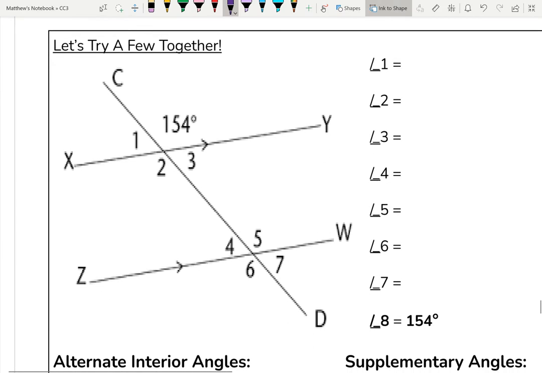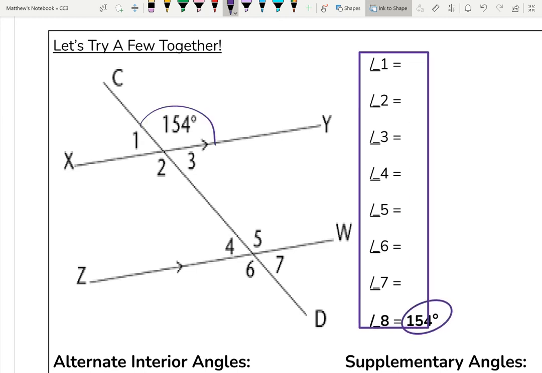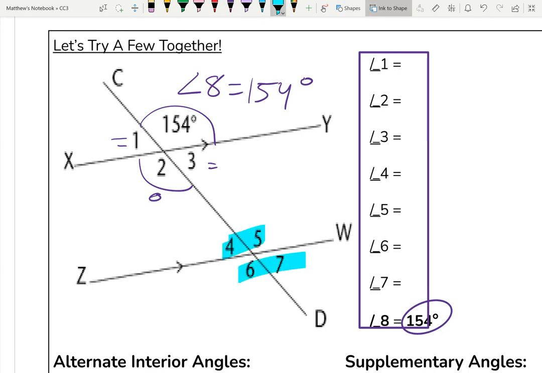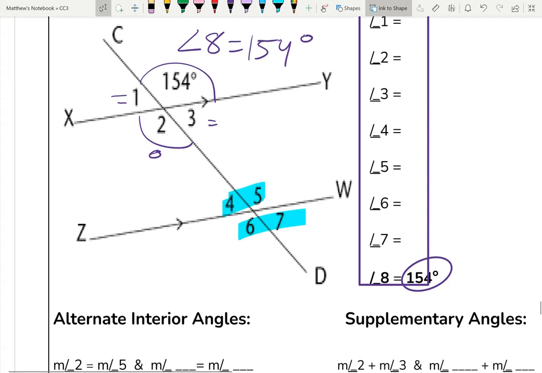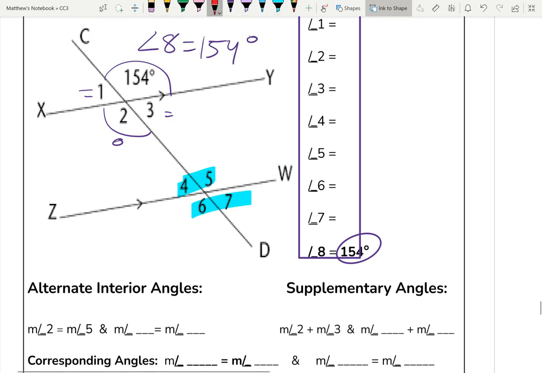And then we're going to go ahead and just try this on your own. If we have 140 or 154 degrees for angle 8, how can we use this to figure out the measure of angle 2, measure of angle 3, measure of angle 1, and then all of these angles down below as well? All right. Then we can list what types of angles are alternate interior angles. So here 2 and 5 is what we start off. What are the other two alternate interior angles?